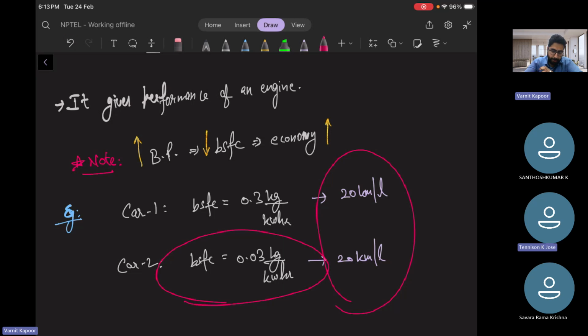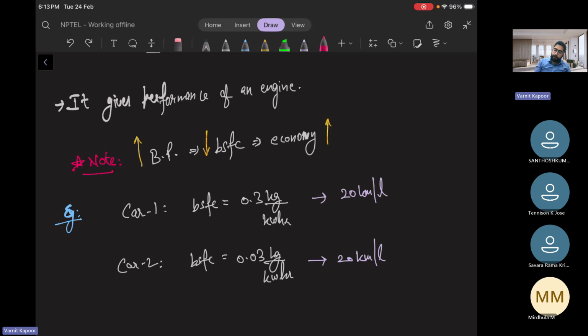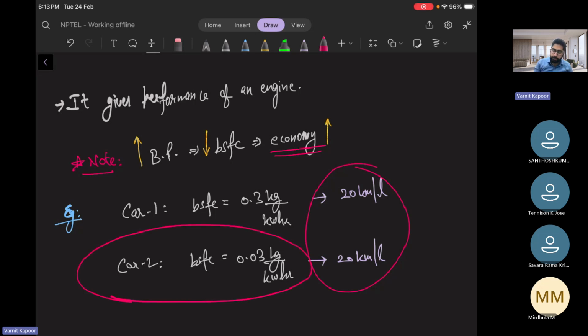Are you getting my point? What I'm trying to ask? Okay, let me think. So there is a catch here. I am saying the economy will be better, but the mileage is the same. My second car is having a lesser brake specific fuel consumption. That means the economy of the engine is better. My engine is much better, although the mileage produced by both the engines is the same.